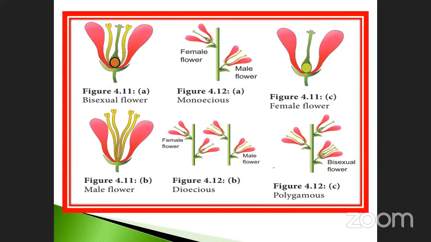This is polygamous. Polygamous means all the flowers. This is called a female. This one is called male. This one is called bisexual. All the three flowers present in it, that is called polygamous flowers. Okay. It may vary, depending upon the plant.